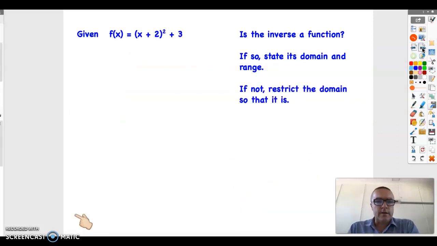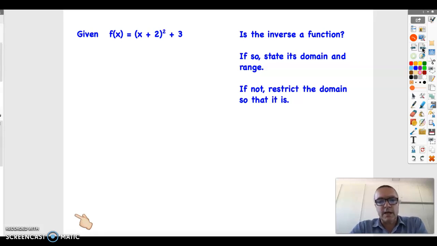We're going to look at another graph now, same questions. I'm giving you a function, this time it's a quadratic function. I'd like you to ascertain whether or not its inverse is also a function. If you decide that it is, can you state its domain and range? If it's not going to be a function, we're going to think about restricting the domain so that it is.